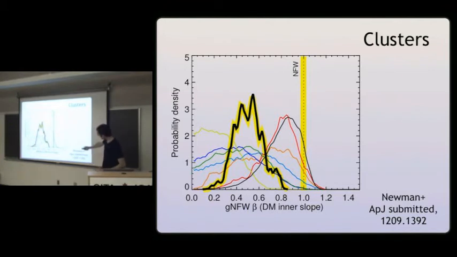Oh, sorry. So the x-axis is measuring the inner slope. So if you imagine it, it's like fitting a power law to the density law in the middle of the cluster. And the y-axis is just the probability density. So as you go to the left, it's getting shallower and shallower. And you can see that the combined probability density peaks at something a lot shallower than what would be predicted by the simplest arguments.